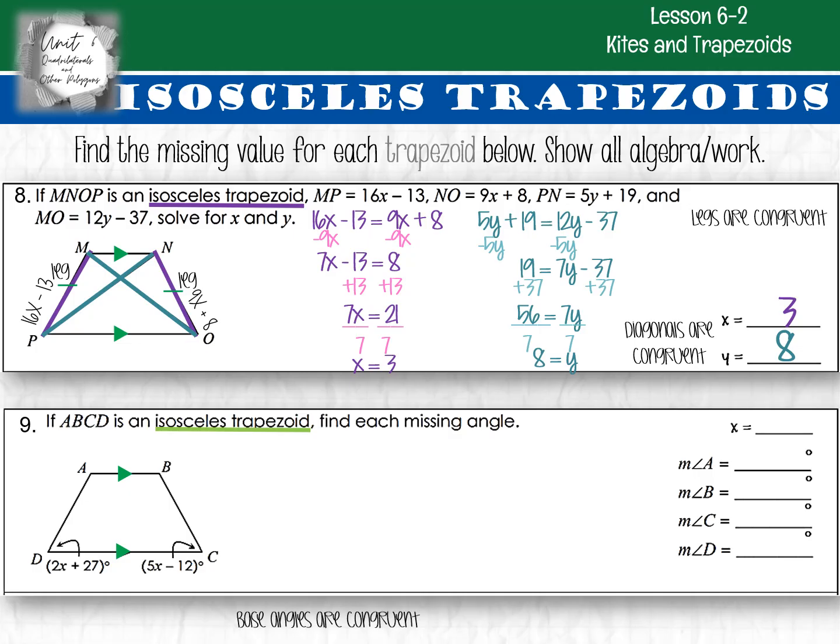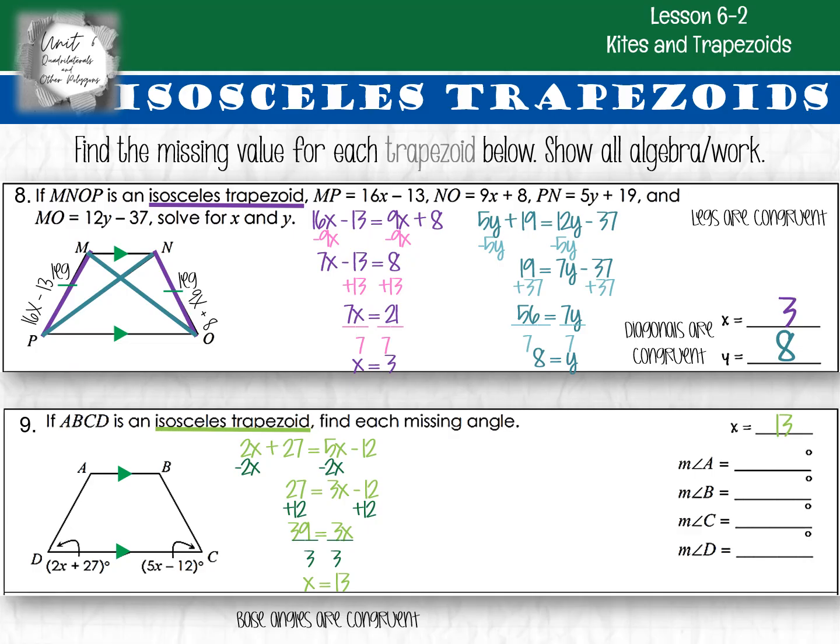Well, those are base angles, and base angles are going to be congruent. So let's set them equal to each other. 2x plus 27 equals 5x minus 12. Let's get all the x's on one side, so subtract your smallest one. Subtract 2x on both sides. We get 27 equals 3x minus 12. Add 12 to both sides. We get 39 equals 3x. Divide both sides by 3, and x is 13.